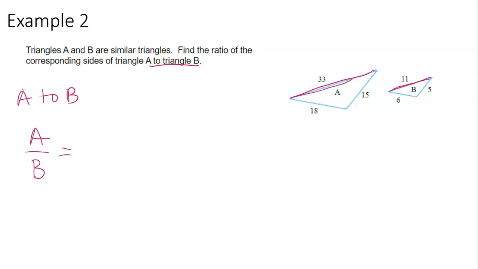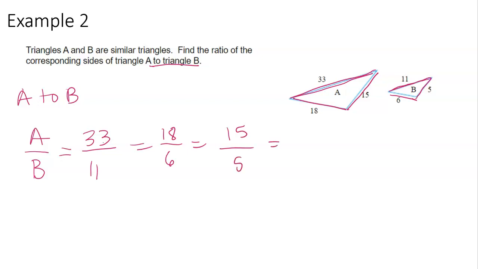So A, this side length, 33, corresponds to 11. And this side length on A, 18, corresponds to 6. And this side length on A, 15, corresponds to 5. What do you notice? What's 33 over 11? That simplifies to 3 over 1. 18 divided by 6. 15 divided by 5. They should all be the same ratio, so the answer here is 3 over 1. That is the ratio of the corresponding sides.